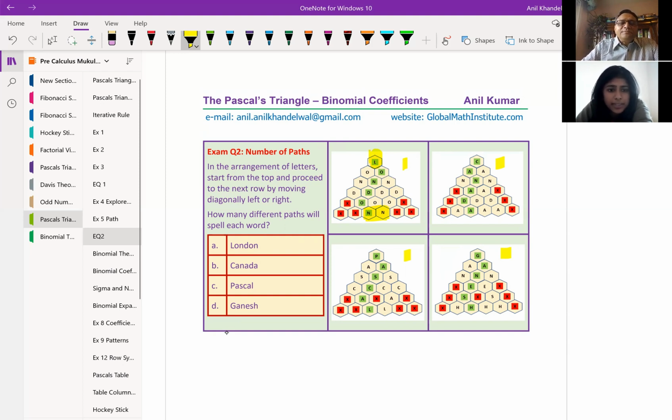Yes. So in the arrangement of letters, start from the top and then proceed to the next row by moving diagonally left or right. How many different paths will spell each word? Correct. So our first word I've taken is London. Can you help me find how many different ways you can reach here at N so that your word London can be spelled completely? Tell me, how will you do it? Okay. So already 1 path is given, which is all in green. So we'll do Pascal's and then we'll just write numbers. Because if you get the number, you know the answer.